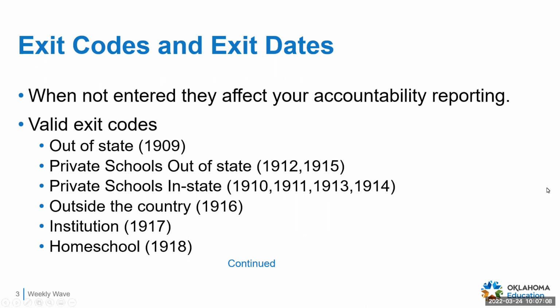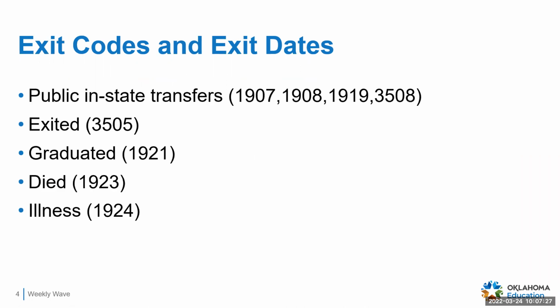So these are an example of codes that we've kind of broken down. If they've moved out of state, if they've gone to a private school out of state, a private school in state, outside the country, into an institution, homeschool, or if they're public in-state transfers, there's several that you have to choose from. Just make sure it's applicable to what happened with a student.